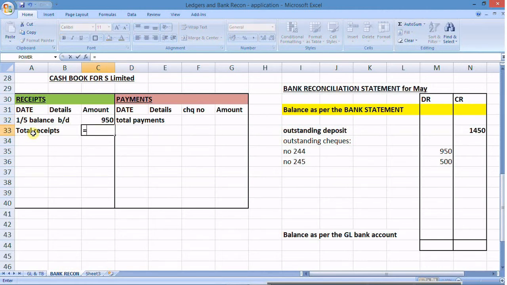Okay, what are the amounts? 750 plus 655 plus 1560 plus 900 plus 1450. Okay, next column. It's 600 plus 150, 750, 150, 600, 950, 500. Okay, so that's what we're starting with.